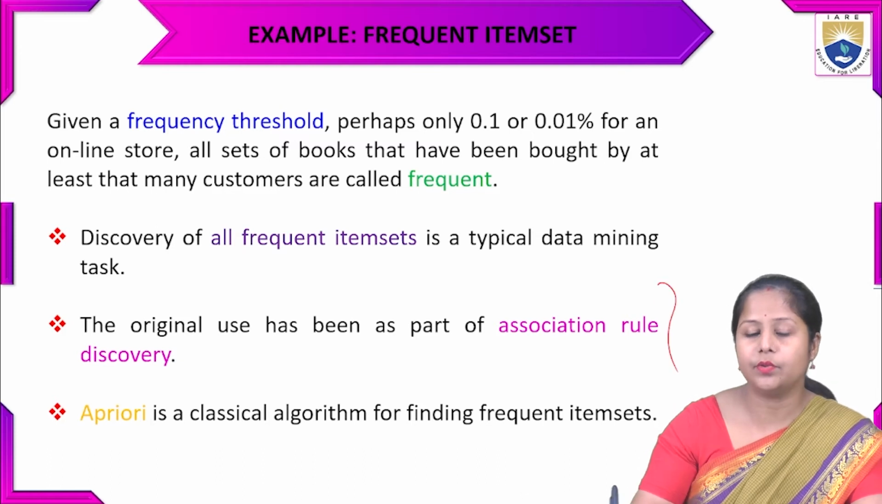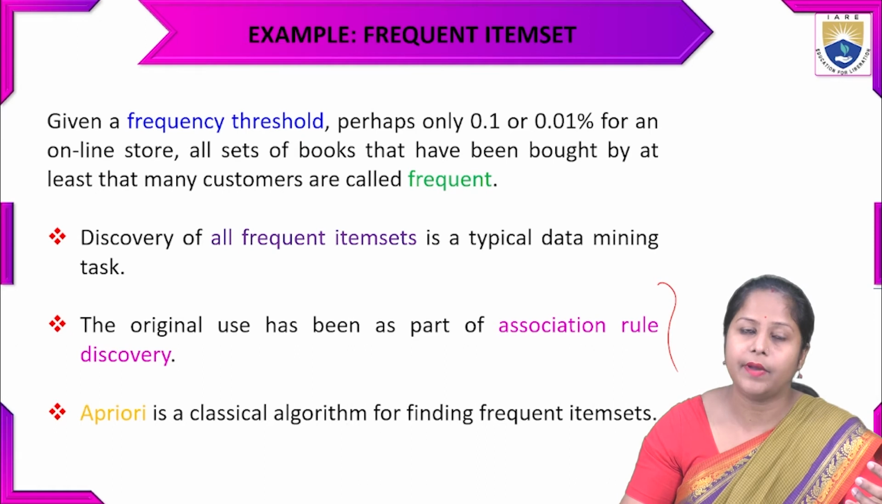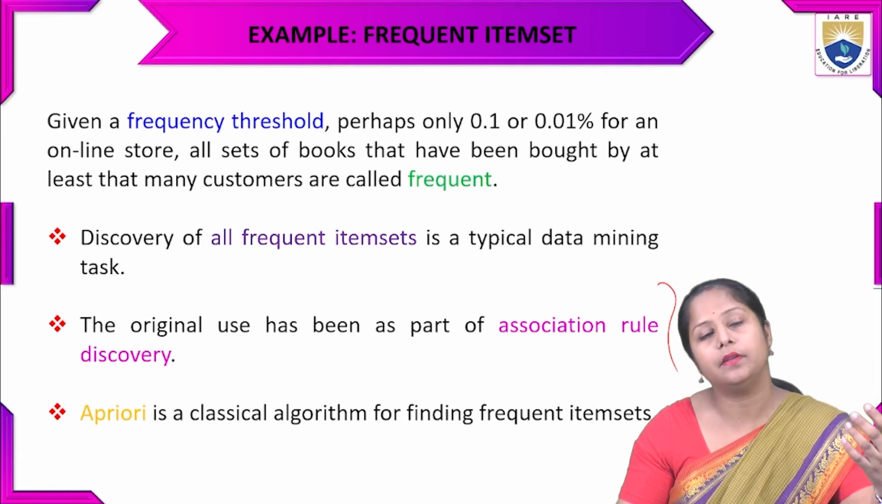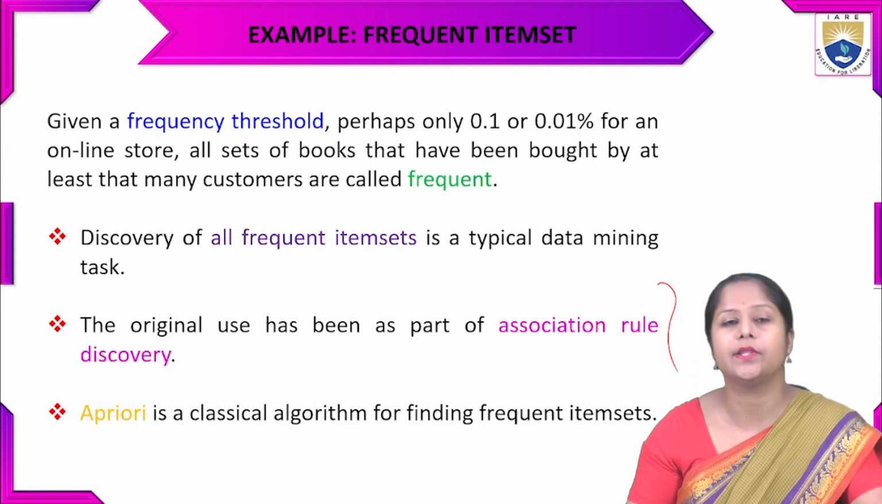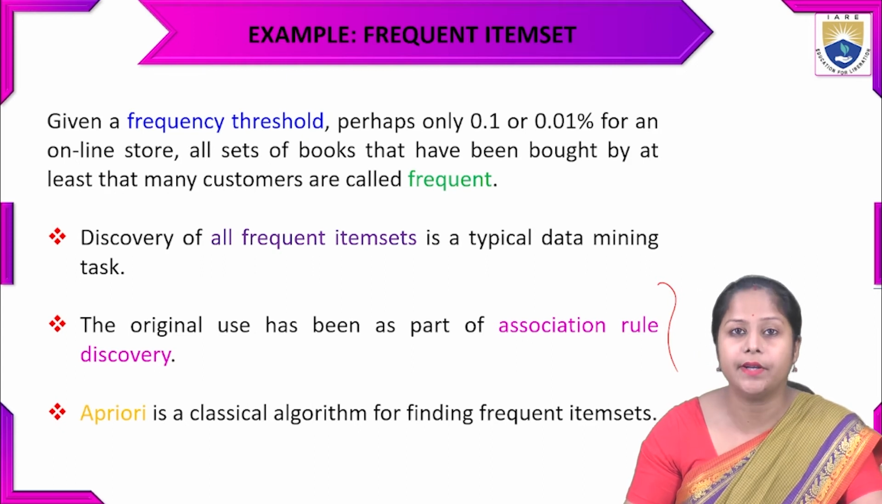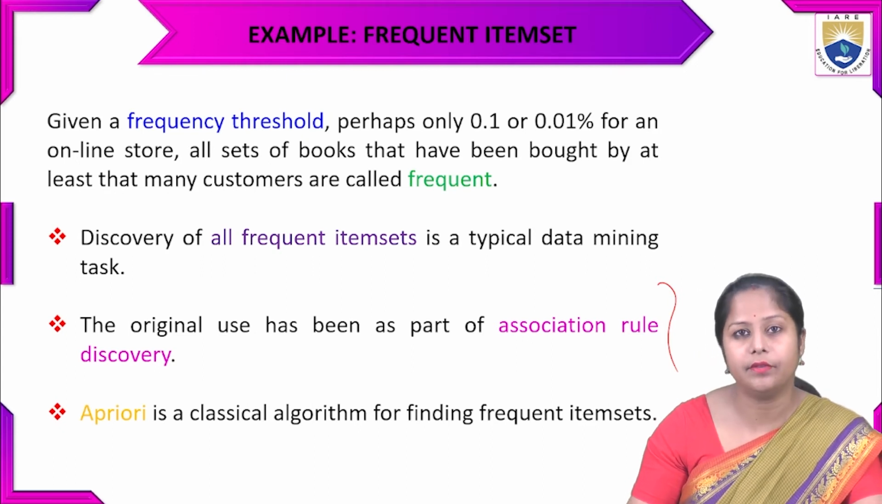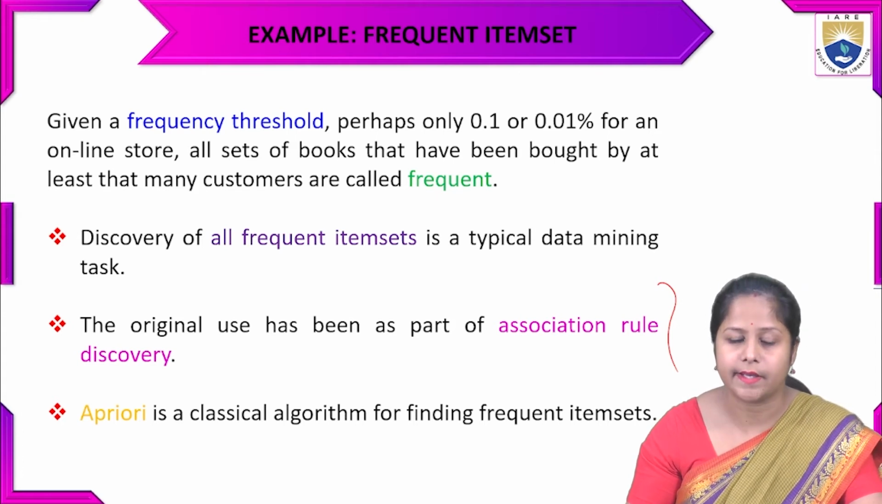The original use of this type of rule is when we are going to generate association rules. Before going to the association rules, we should know about frequent item set generation. What are the rules to generate frequent item sets? There should be some knowledge, then we will be able to understand how we are going to set the association rules for that data set.